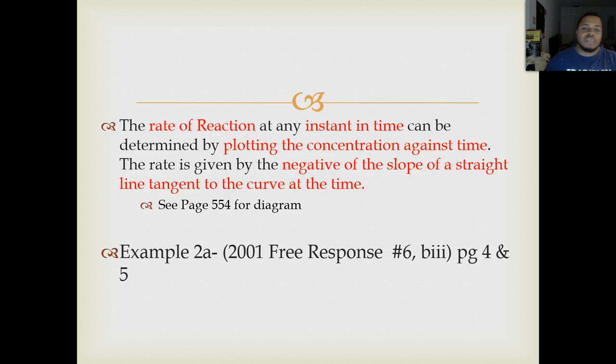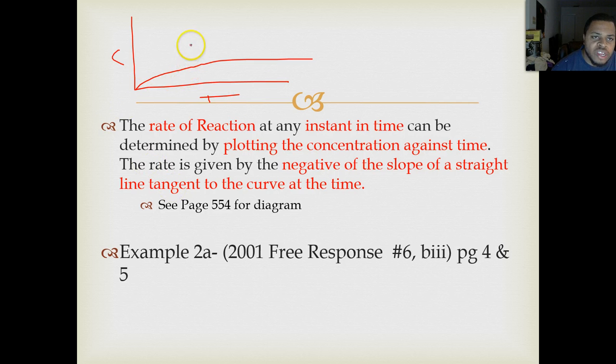There will be times where we want to figure out what the rate is at a specific point in time. We're going to do this by plotting the concentration against time. So again, we're going to have our graph. This is my graph, with the concentration over time happening here. If my graph goes like this, and I want to figure out the rate of reaction at this point, I'm going to get the negative slope of a tangent line at that point.